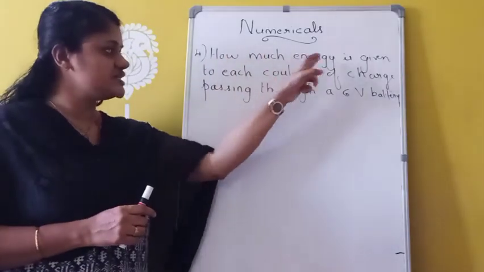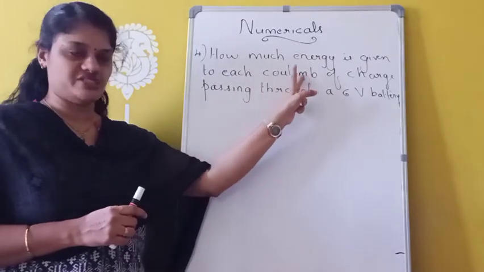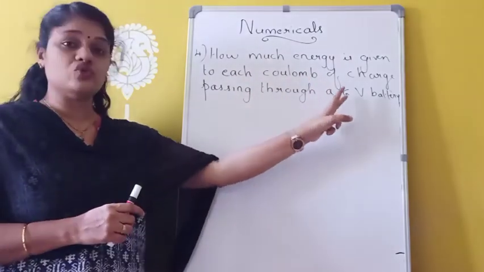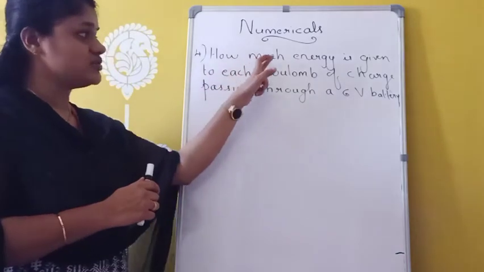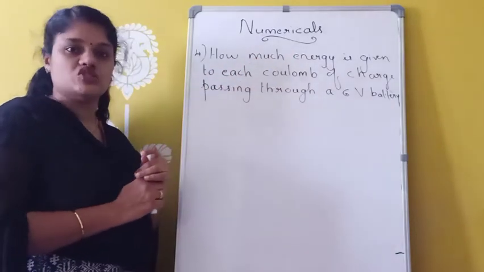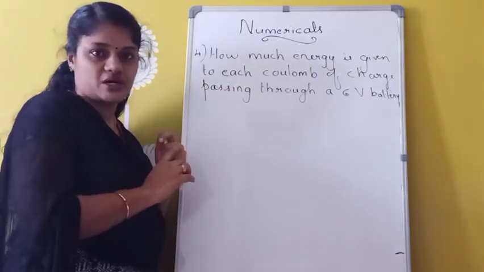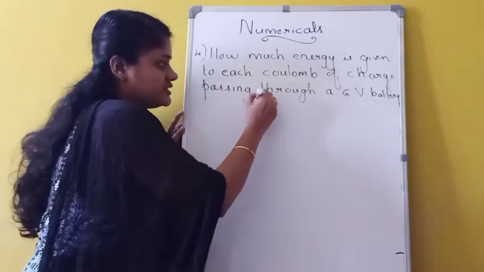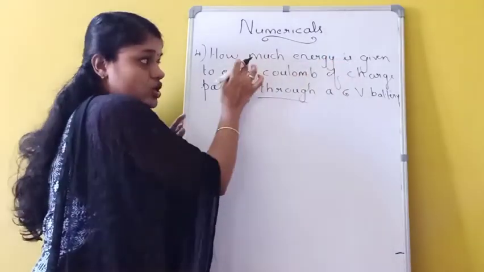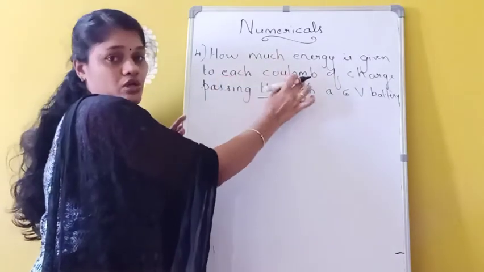Fourth problem. How much energy is given to each coulomb of charge passing through a 6 volt battery? So we have to find out energy. Energy means work done, so work done is equivalent to energy. So we have to find energy here. What are the data given here? How much energy is given to each coulomb of charge?